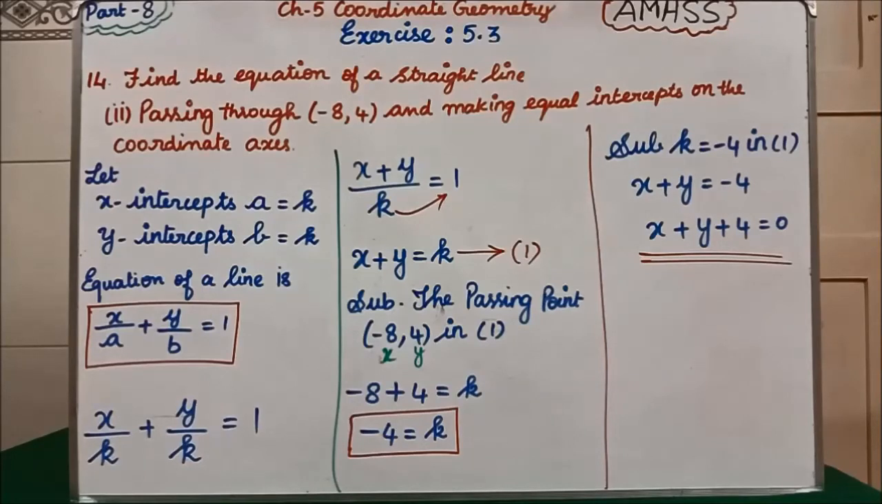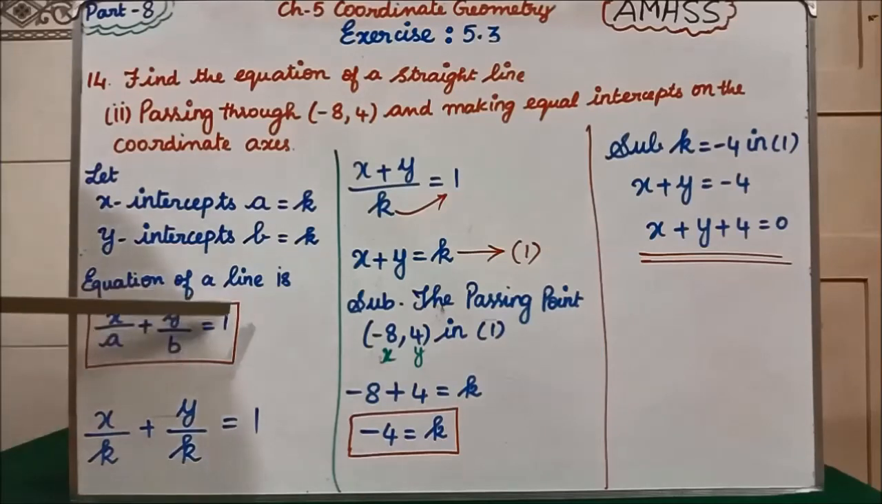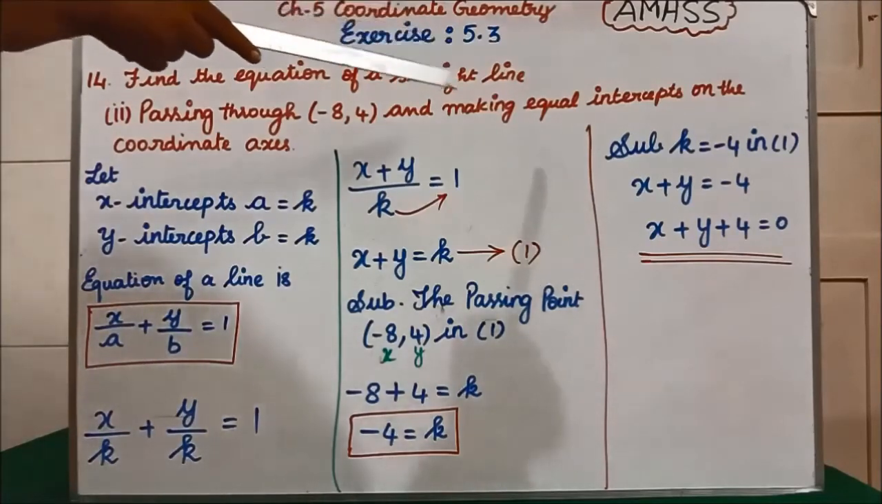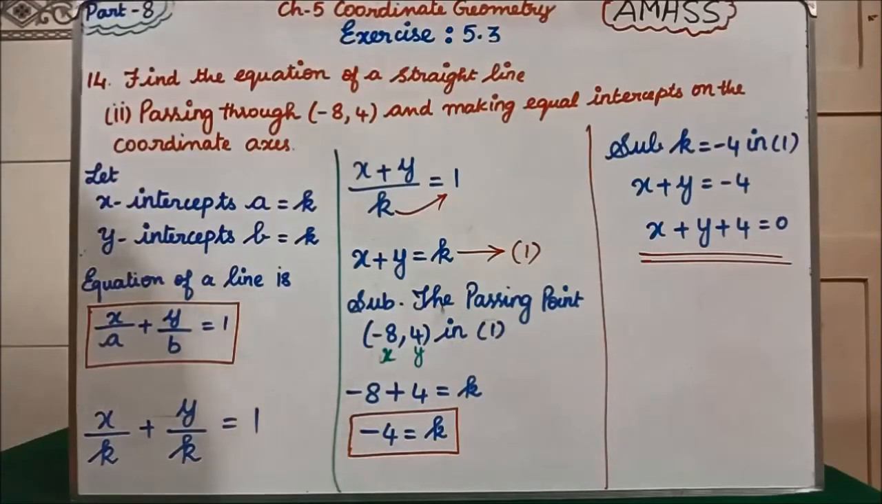The X-intercept and Y-intercept formula is what? x/a + y/b = 1. This is our intercepts formula, isn't it? But in addition to this intercept, they have given another word. What is that? Equal intercepts. Okay, keep that in your mind. In the question, they have given equal intercepts. Clear? Now we will go for the solution.